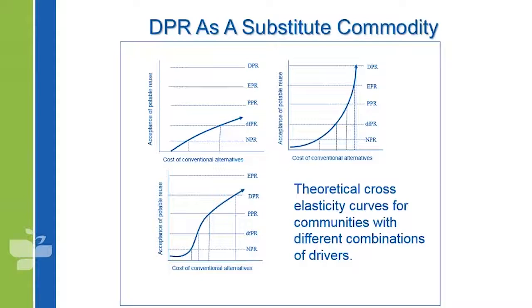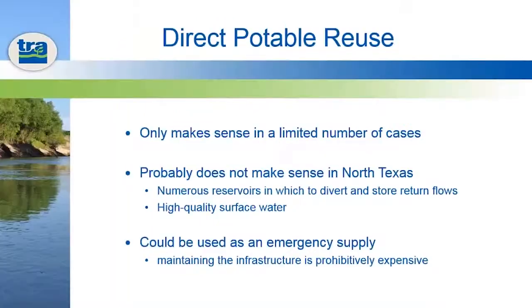And so you could actually see, and what you're seeing here is we've actually flipped direct potable reuse and engineered potable reuse, where direct potable reuse might actually be more desirable sooner than an engineered potable reuse because it avoids having to discharge return flows into the environment. So again, the drivers that would lead you to direct potable reuse really depend upon the community in which you find yourself. But at the end of the day, direct potable reuse only makes sense in a limited number of cases. You need kind of a magic formula before that really does start to make sense.